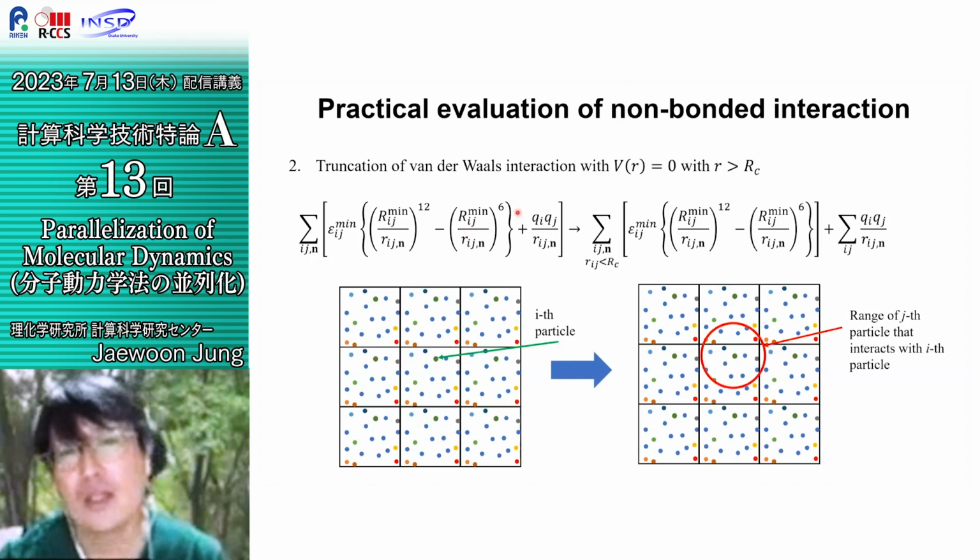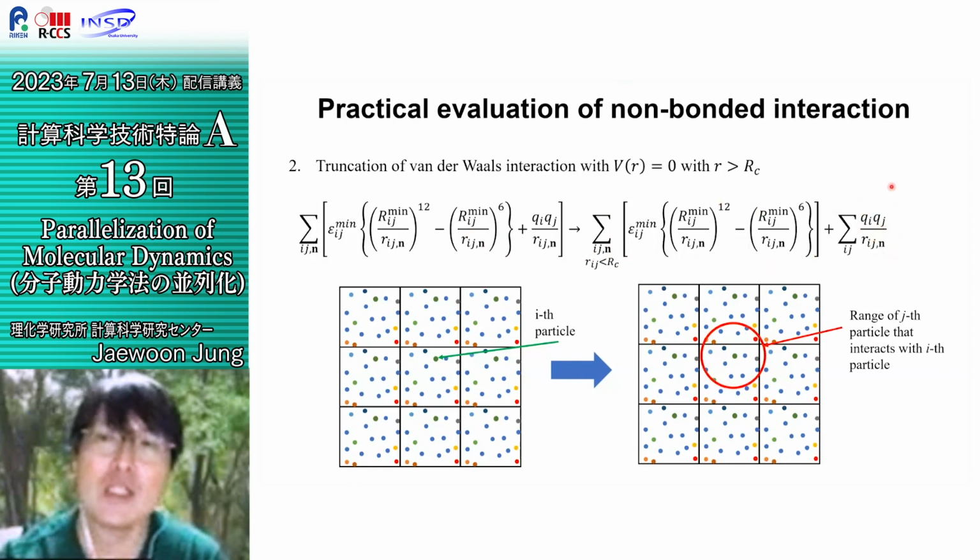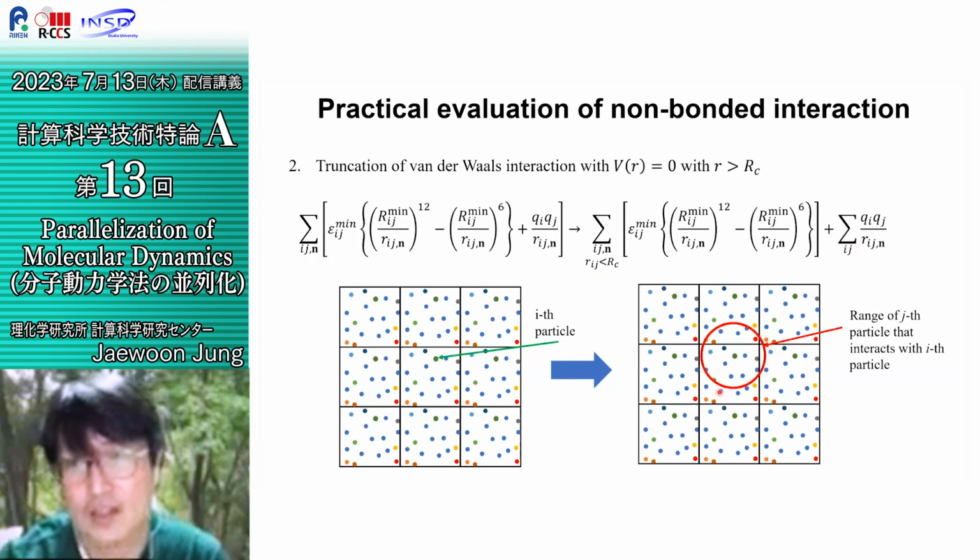But for the electrostatic interaction, we cannot introduce the same kind of threshold values, because this one does not decay rapidly with increasing pairwise distance. As you see here, it has 1 over R. So if we introduce this kind of threshold value, the force or energy is not accurate at all, and there are many problems.